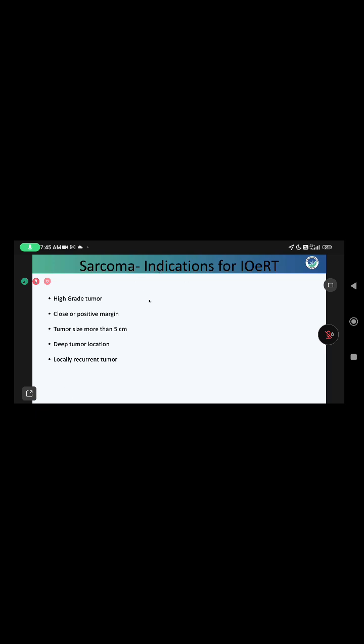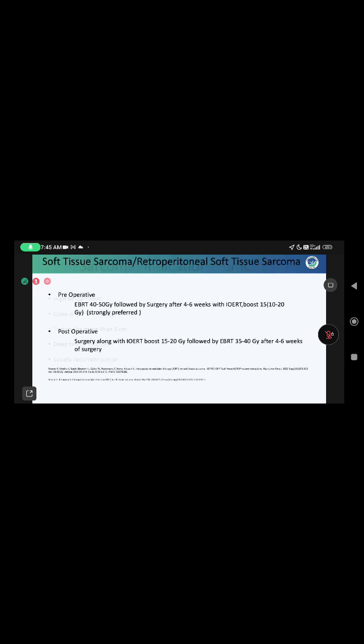The second commonest cancer which is treated with IOERT is sarcomas. We all know that we have been using brachytherapy as a local modality of radiation in case of sarcomas. So the indications for sarcomas being high grade tumor, close or positive margin, tumor size more than 5 centimeter, deeply located tumors, and locally recurrent tumors. Sarcomas we can treat both preoperatively or postoperatively.